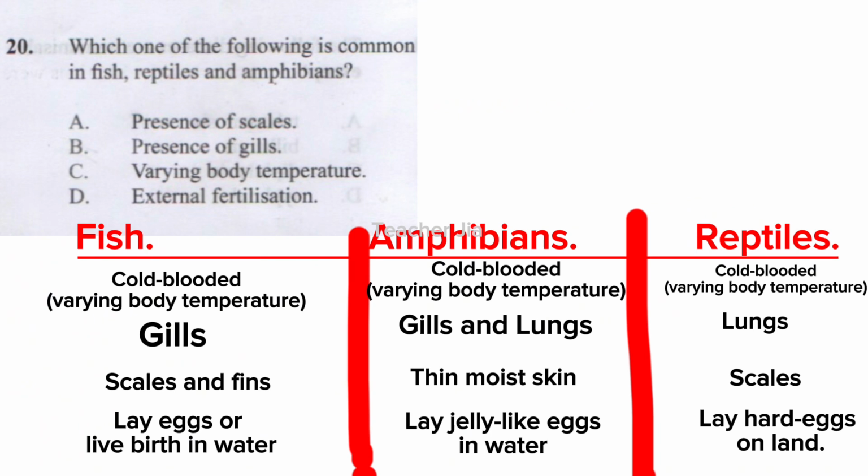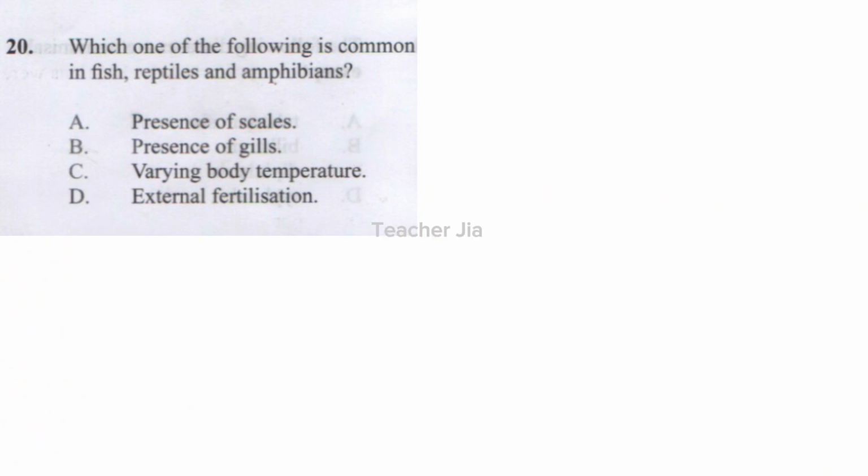So when you check the answers provided, presence of scales, amphibians don't have scales, so it's not common. Presence of gills, reptiles don't breathe using gills, so it's also out. Varying body temperature, when you see all of them are cold-blooded, so that is the answer. External fertilization, they differ when in laying eggs and live birth, so it's also out. So our answer is choice C, varying body temperature.